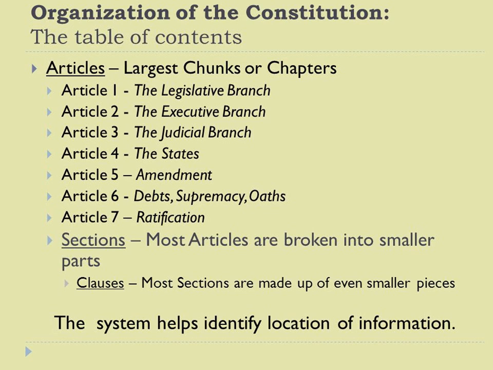Article 7 dealt with how the Constitution originally written would be ratified or approved by the 13 colonies or states. They required that 9 states approve the Constitution for it to take effect for all the states. So within each of these articles there are clauses that make up subsections that spell out specific items.